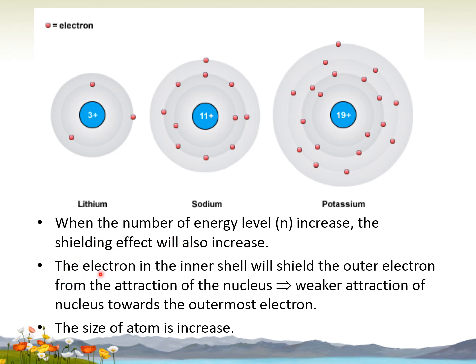Why? Because the electrons in the inner shell will shield the outer electron, or the valence electron, from the attraction of the nucleus, meaning weaker attraction of the nucleus towards the outermost or the valence electron, thus making the size of the atom increase.